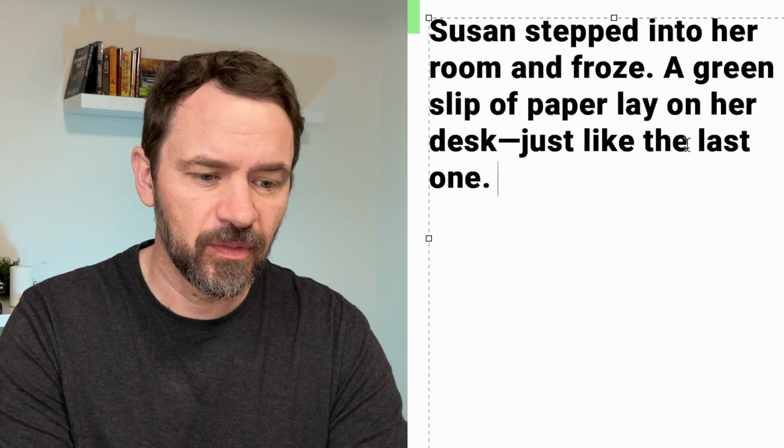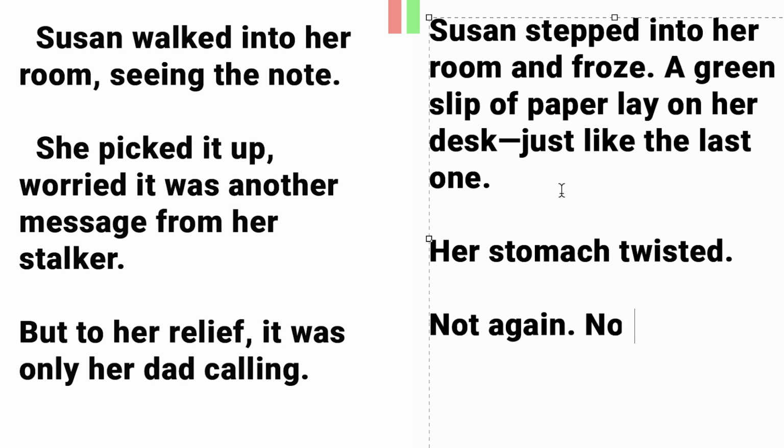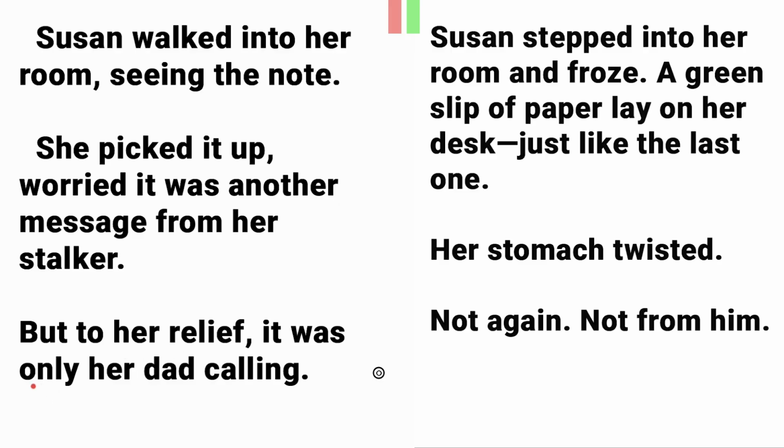And now we're going to give her a physical reaction. Her stomach twisted. Let's add a little psychological suspense here. So why don't we add this? Not again, not from him. So you can see I'm not explicitly stating anything about the stalker, but I'm implying that there's a note from someone that scares her. And again, that last line, dad calling, I'm not even going to touch that. I'm going to get rid of that.